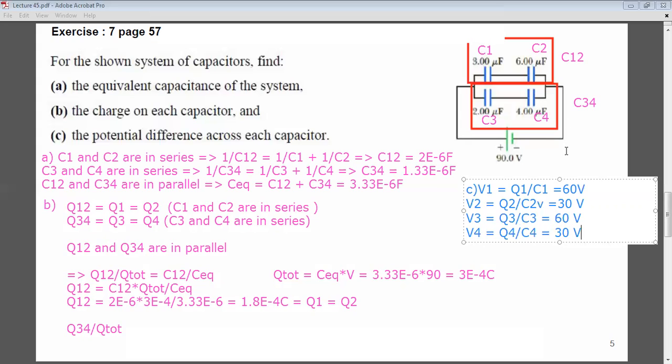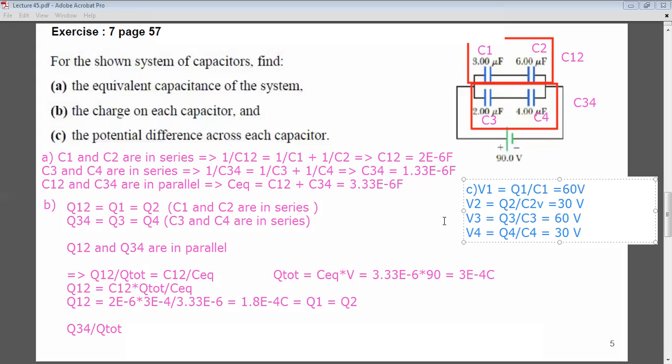This makes sense because V, which is 90, should be V1 plus V2, and V should be V3 plus V4, and V should be the V across C12 and C34. So 90 should be equal to 90 across the battery. So these numbers make sense.